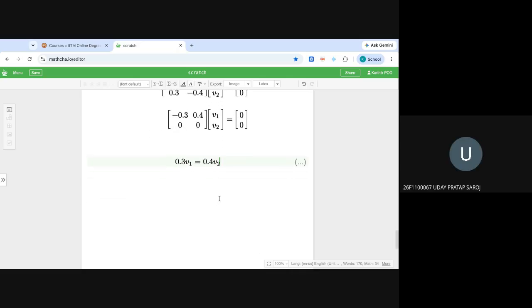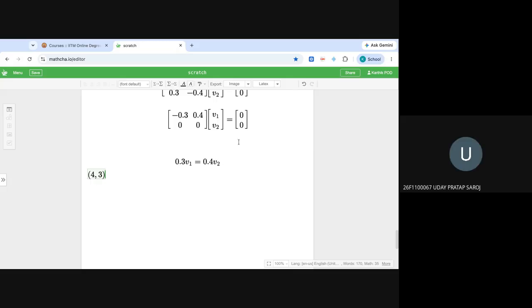What will help us is, if v2 is 3, then... no, I mean, for v1 we just need the ratio, right? V1 by V2 is 0.4 by 0.3. So it is just 4 by 3, right? 4 by 3, yeah. Okay, V1 by V2 is 4 by 3.